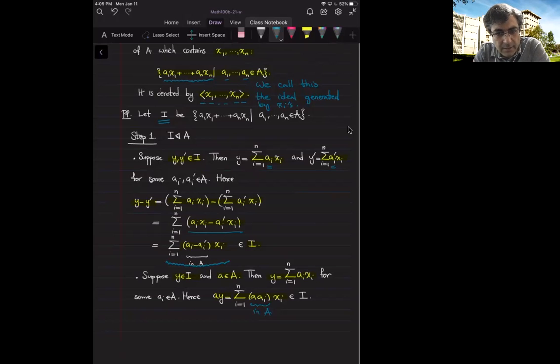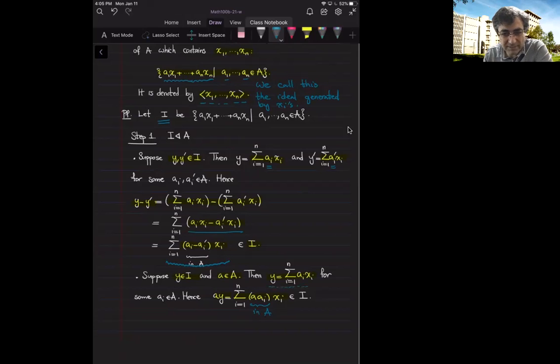Now we take an element y of I and an element a of the ring capital A. We look at their product, and we have to argue why ay belongs to I. Because y is inside this I, this means that y can be written as an A-linear combination of the x sub i's, which means there are a sub i's inside the ring capital A such that y is the sum of a sub i x sub i.